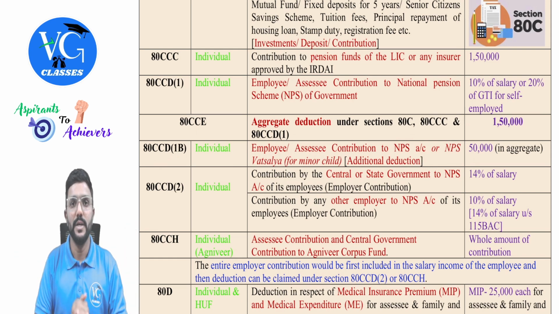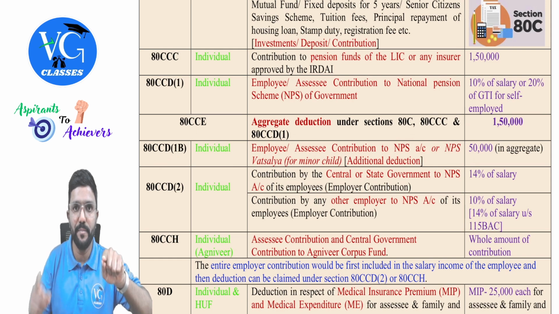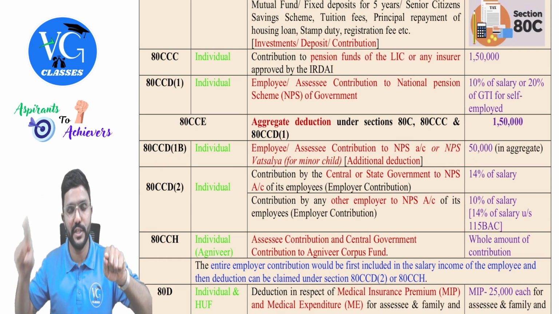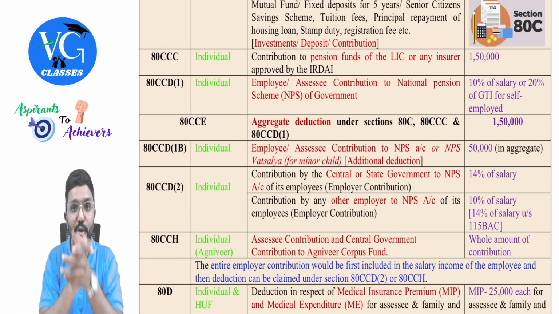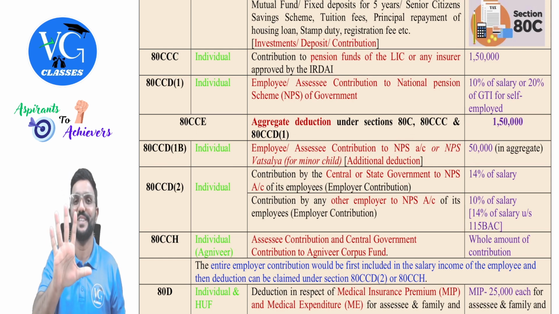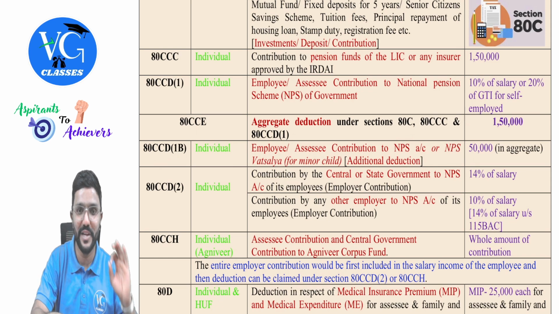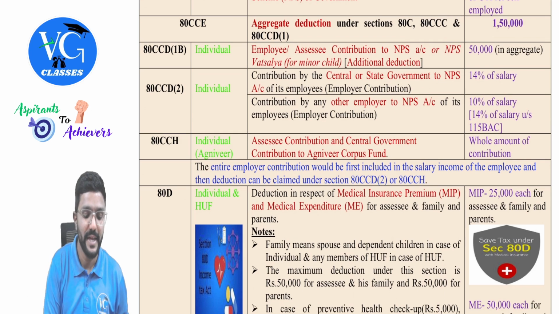Okay. Now, sir, assessee can open the NPS account in his own name. He can also open NPS Vatsalya in the name of minor child. For both, 50-50 will be allowed, or both put together aggregate is 50,000. Clear? So please be very careful with it. Okay, then let us proceed further.